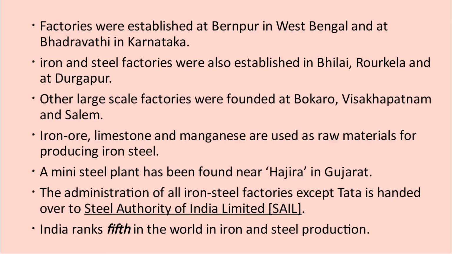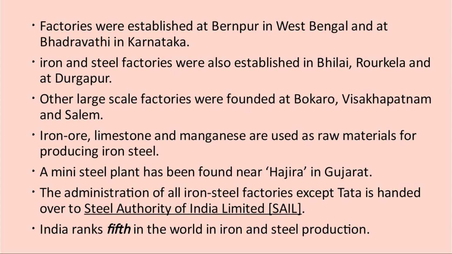Factories were established in different parts of our country after that. Large scale factories for iron and steel production were established at Burnpur and Durgapur in West Bengal, Bhadravati in Karnataka, Bhilai, Rourkela, Bokaro, Visakhapatnam and Salem in Tamil Nadu. A mini steel plant has been found near Hazira in Gujarat. Iron ore, coal, limestone and manganese are used as the raw materials for the production of iron and steel.